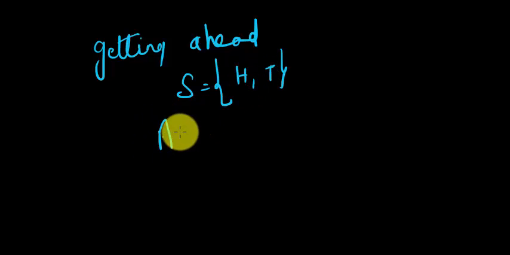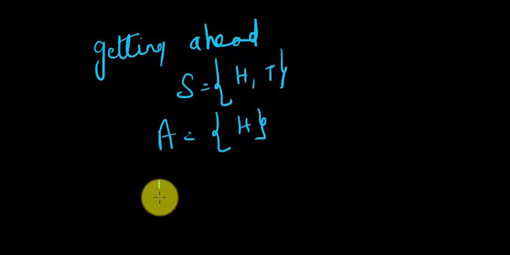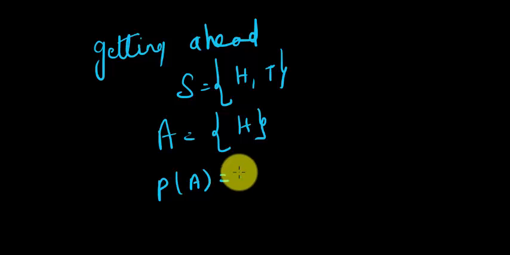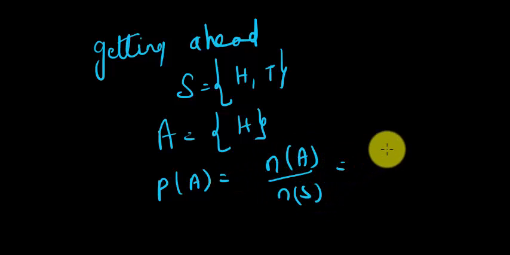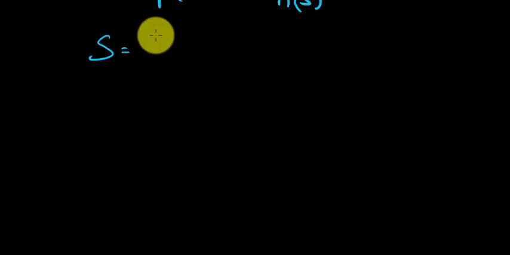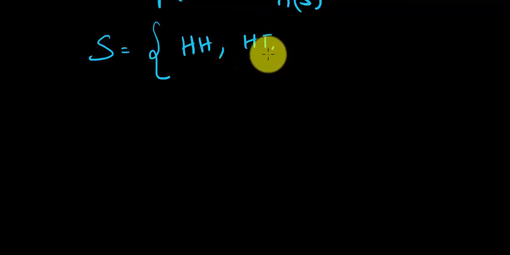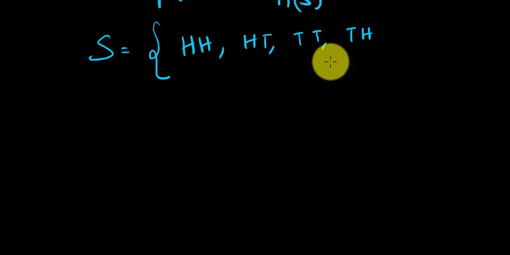And the event is defined as getting a head, which is H alone. So what is the probability of A? Probability of A is defined as n of A divided by n of S, which is nothing but 1/2. Now what happens when I toss the coin twice? When I toss the coin twice, I have the total possible options, which are HH, HT, TT, TH, isn't it? Any other possibility? I don't think so. That's it, right?